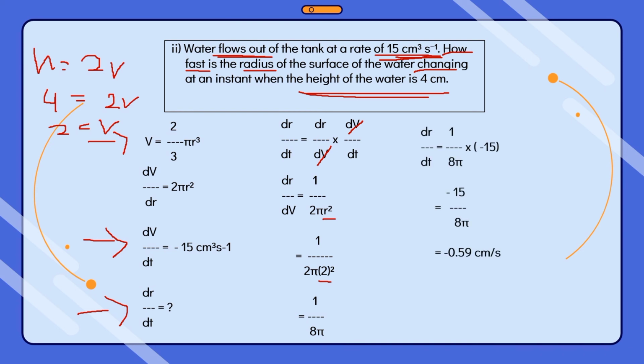Okay, so next we have to find dr over dt. We put in all the information: dr over dv is 1 over 8 pi, and we multiply with negative 15. Just use your calculator, and you'll get the answer as negative 0.5659 cm per second. So that's it.